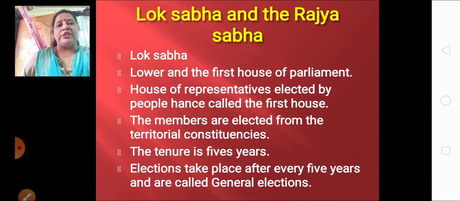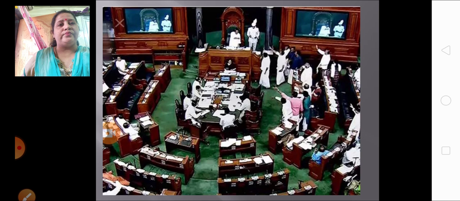Till here has everyone understood? The members of the Lok Sabha have a tenure, their office in the Lok Sabha is for 5 years. Elections take place after every 5 years. And these elections of the Lok Sabha are also called general elections. You can see the house of the Lok Sabha over here.